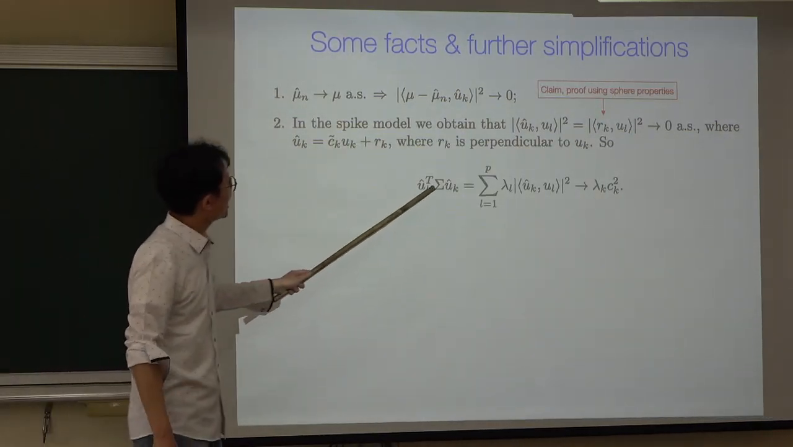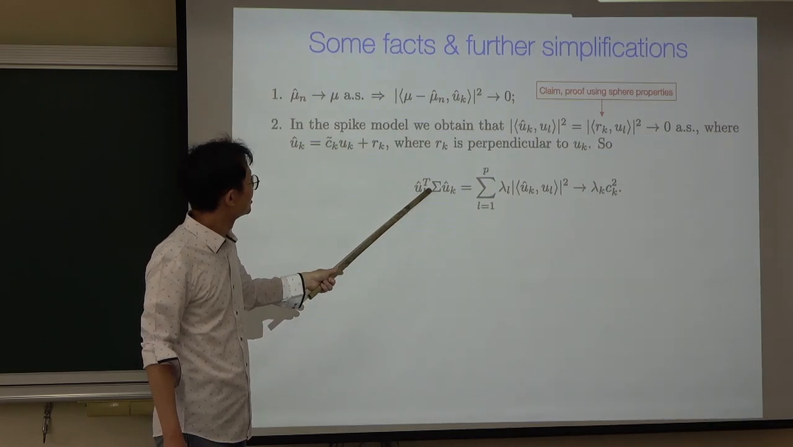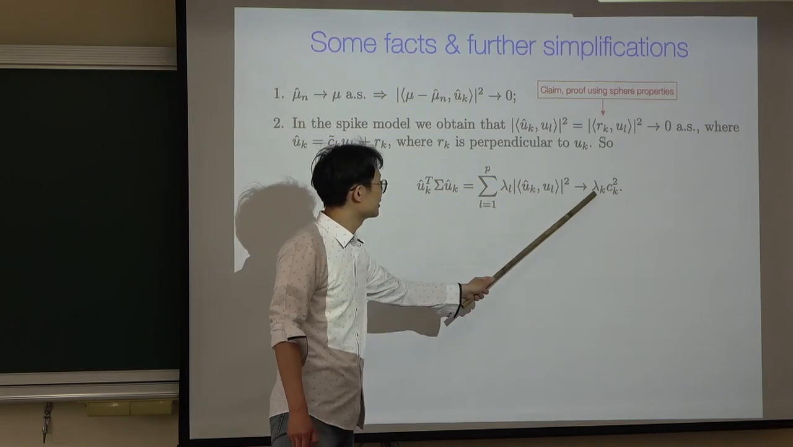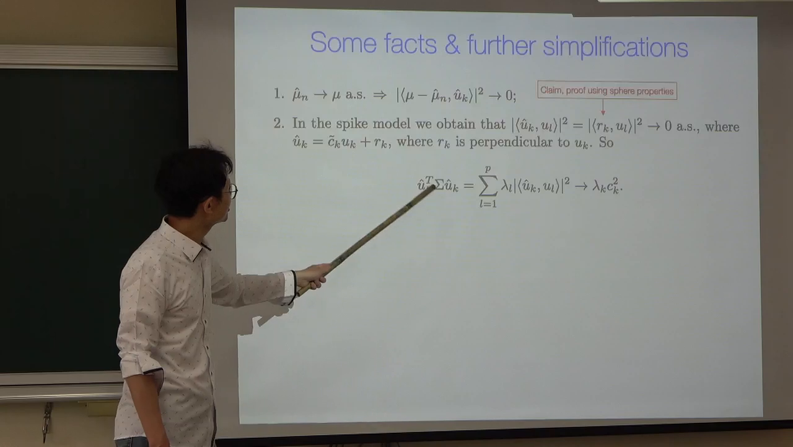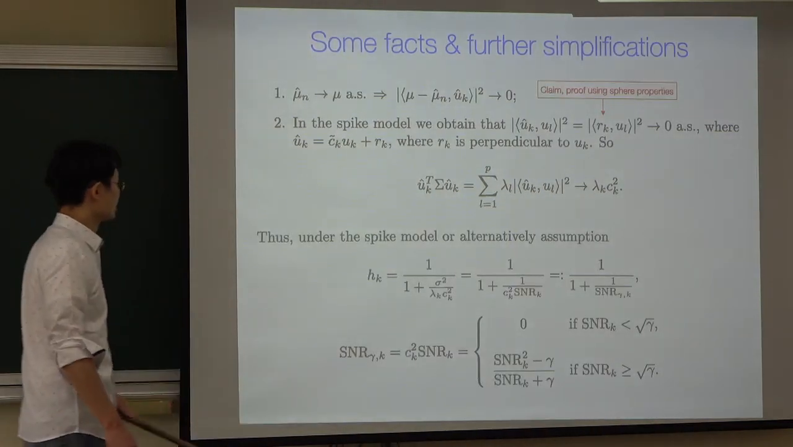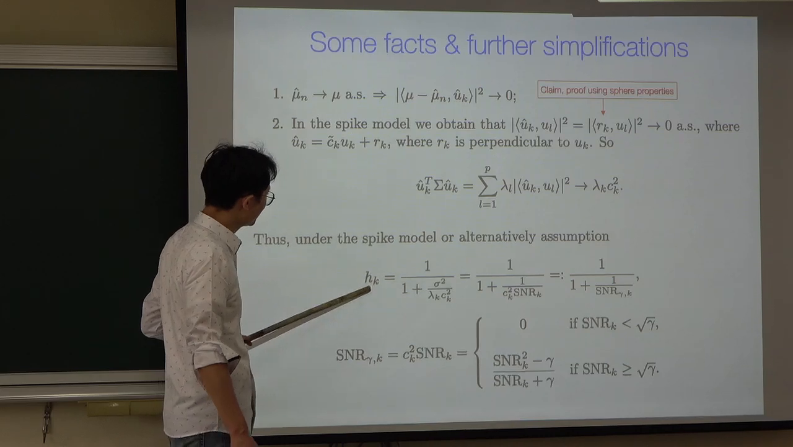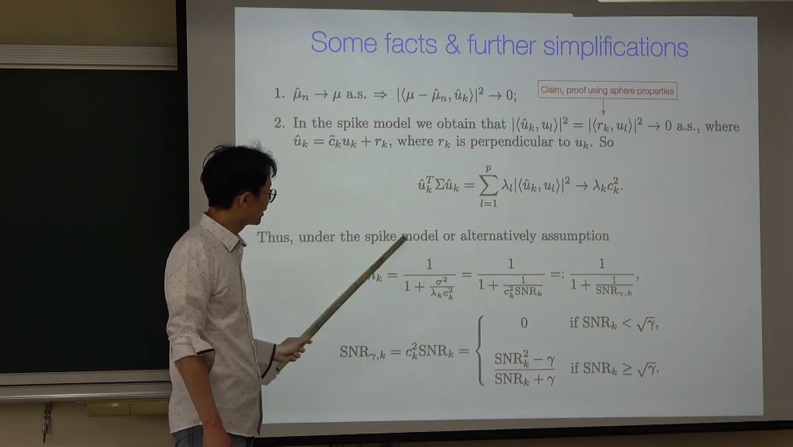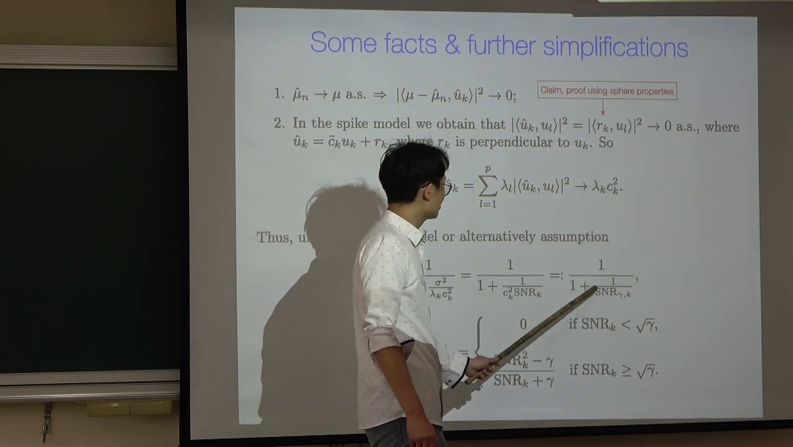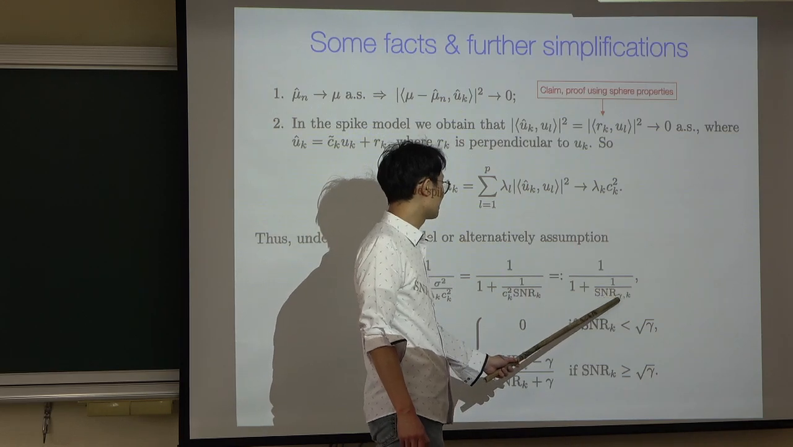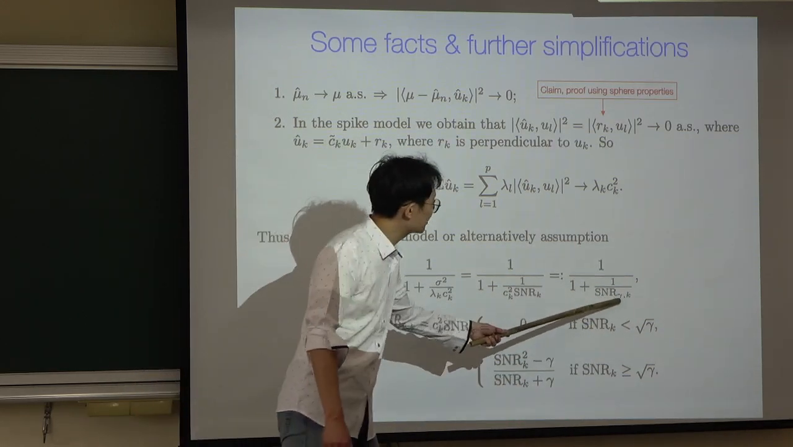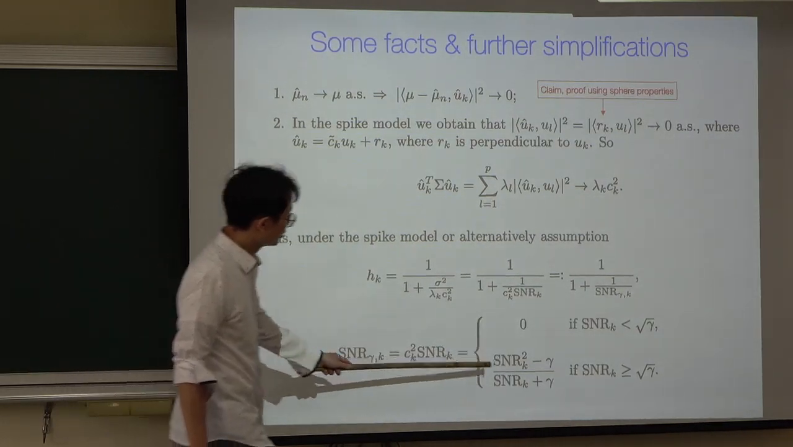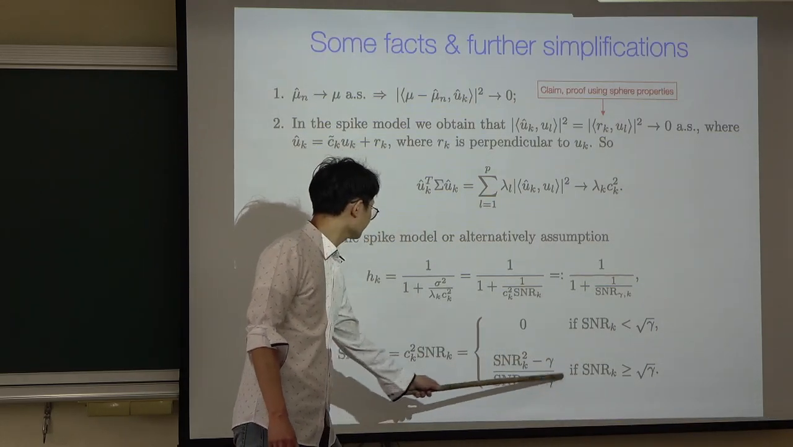And so the unknown Sigma can be written down in this way, which converges to lambda_k c_k squared. So this term is simplified. And hence, h_k is reduced to this form, and it can be written as the formula SNR gamma k. And this gamma is what? Gamma is the limit of p over n, right? And you can define SNR gamma k as this guy, which is written in this way.